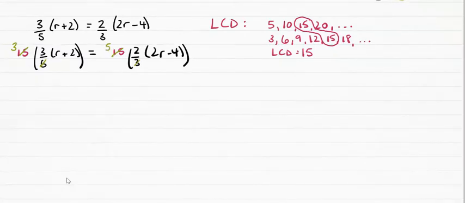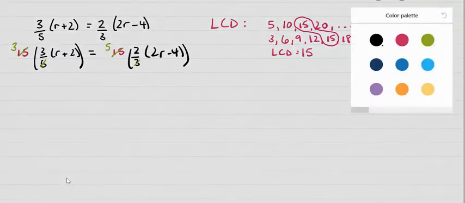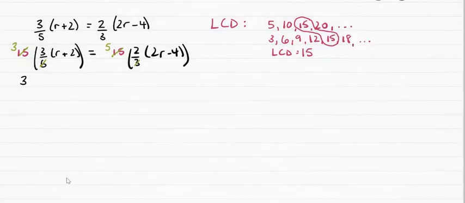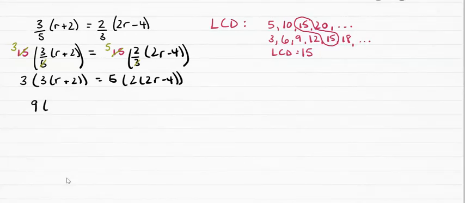So now if I rewrite this equation, I have 3 times 3 times (r plus 2) is equal to 5 times 2 times (2r minus 4). Okay, simplifying further, 3 times 3 gives us 9. So I have 9 times (r plus 2). And on the right side, 5 times 2 gives 10. So I have 10 times (2r minus 4).